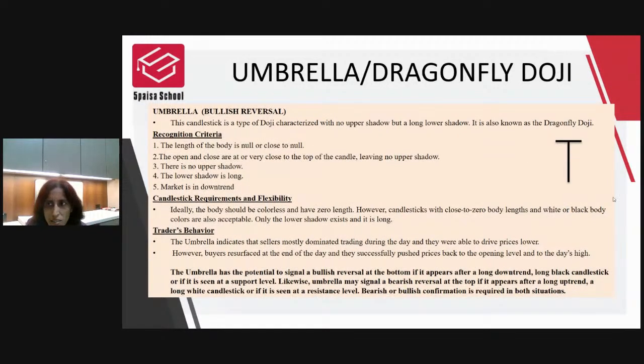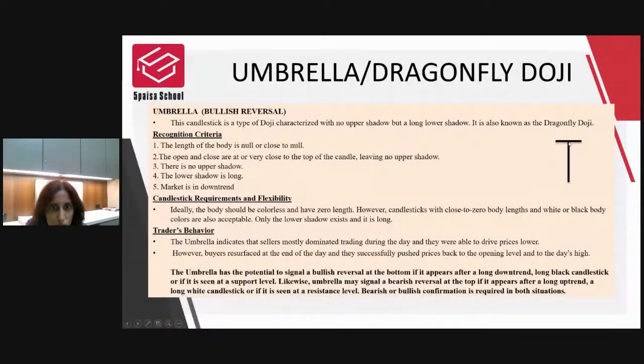Opening and closing prices being one and the same. You can also observe over here that the open and close are the same, leaving no upper shadow. Do you see this? Why is there no upper shadow? Because in this case, the open and close are very close to the top of the candle.